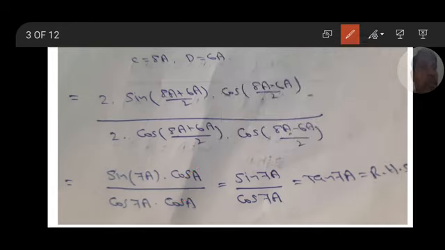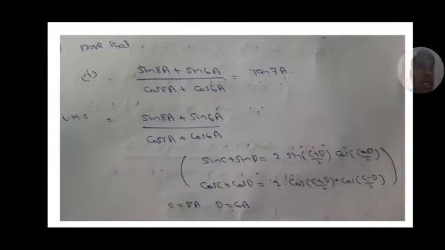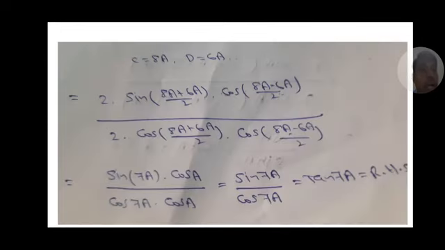This type of problem will come for 5 marks, so it is a very important problem. In the LHS, the numerator sin 8a plus sin 6a is the sin C plus sin D formula, and the denominator cos 8a plus cos 6a is the cos C plus cos D formula, where C equals 8a, D equals 6a. Substitute in the formula and simplify, and you get the RHS.